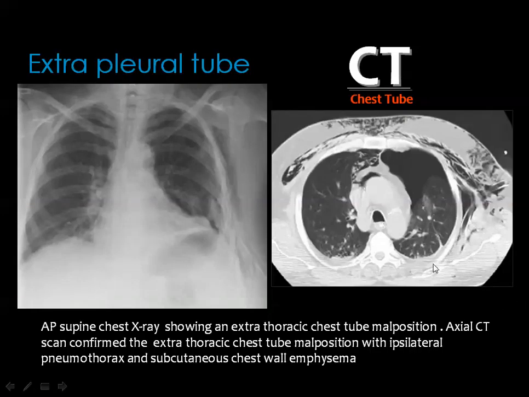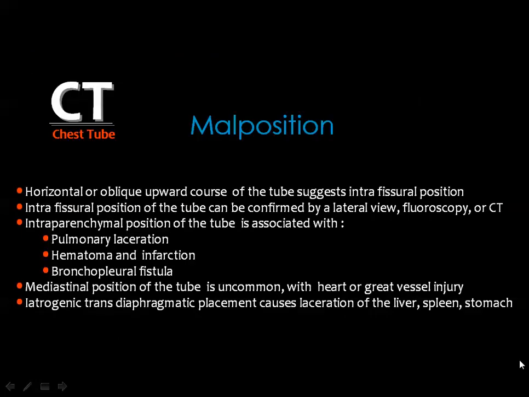And here you can see another example of the tube which looks not accurately positioned into the pleural space, and there is a significant amount of surgical emphysema in the chest wall. The CT scan of this patient showed the presence of pneumothorax, and the tube is in the axilla with a significant amount of air in the chest wall.